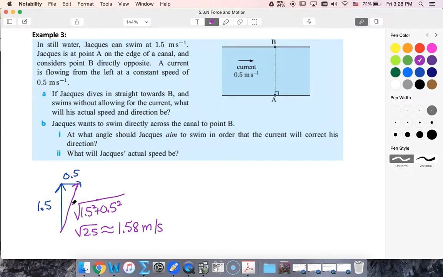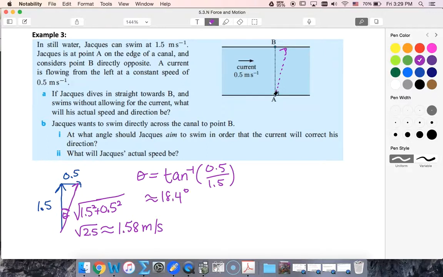And for his resultant vector, or his direction, I can find this theta using tan. So theta is going to be equal to tan inverse of 1/2 over 1.5, or tan inverse of 1/3. That's going to be approximately 18.4 degrees. So he's swimming at this speed 18.4 degrees to the right instead of straight ahead. So he'll be going 18.4 degrees to the right of where he thinks he's going.